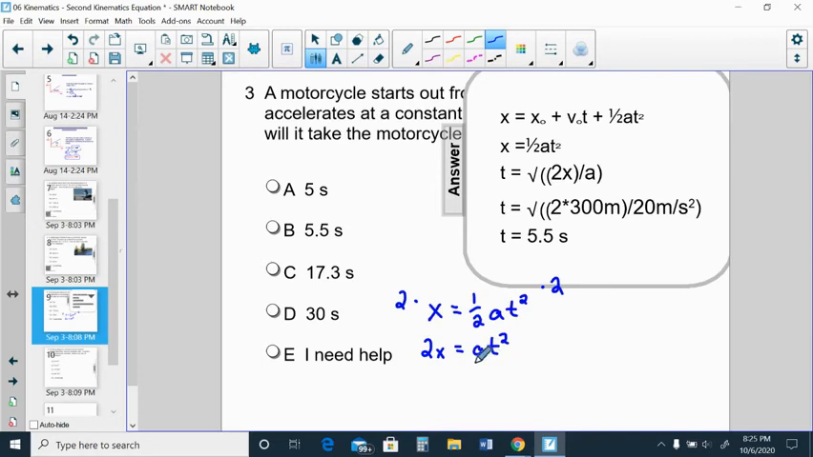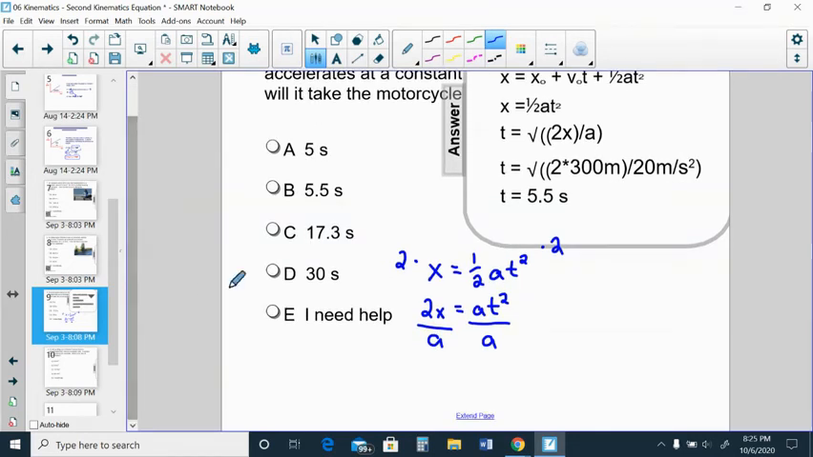To get rid of acceleration on this side, divide by acceleration. So now we've ended up with 2x divided by acceleration. Let me extend the page here. So we have the 2x divided by acceleration now equals time squared. Now we don't want this to be a squared value, and in order to reverse that, we'll find the square root on both sides.